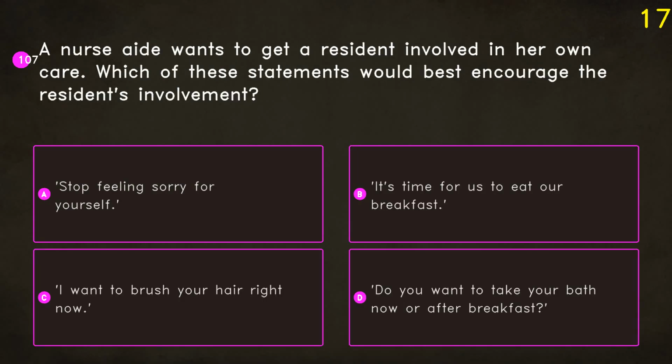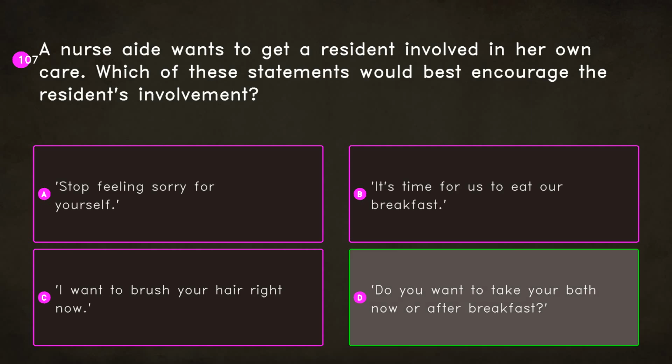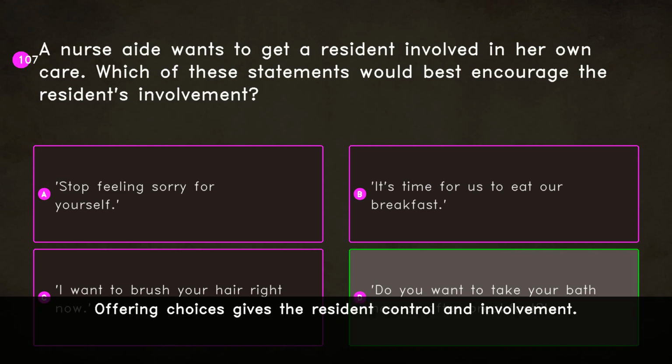Question 107. A nurse aide wants to get a resident involved in her own care. Which of these statements would best encourage the resident's involvement? A. Stop feeling sorry for yourself. B. It's time for us to eat our breakfast. C. I want to brush your hair right now. D. Do you want to take your bath now or after breakfast? The correct answer is do you want to take your bath now or after breakfast? Offering choices gives the resident control and involvement.